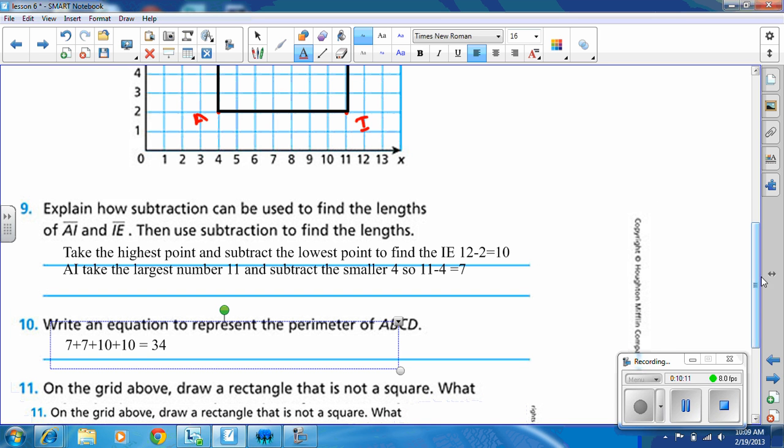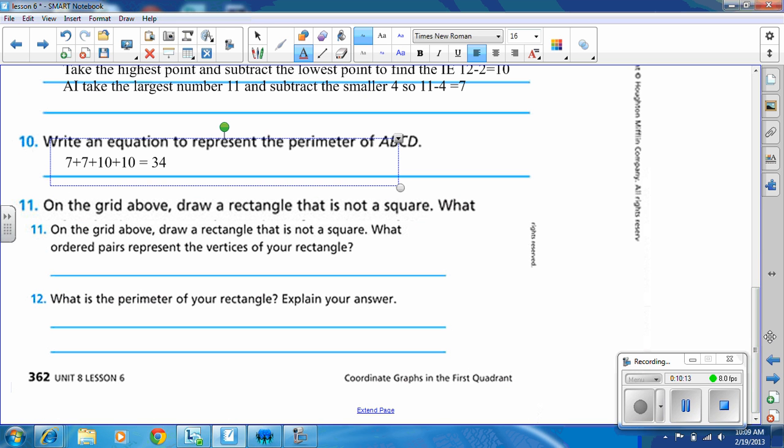So on the grid above, you're going to draw a rectangle that's not a square, and I want you to label the ordered pairs that represent the vertices of your rectangle, and then find the perimeter and explain your answer. We'll discuss these when we come to class tomorrow.